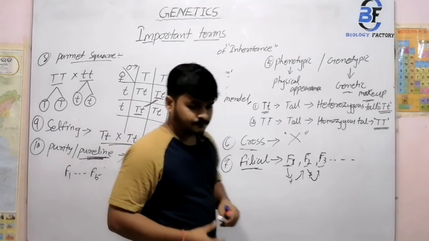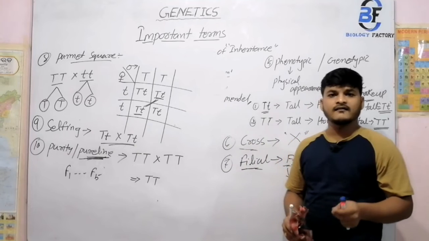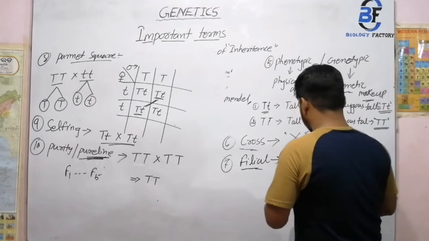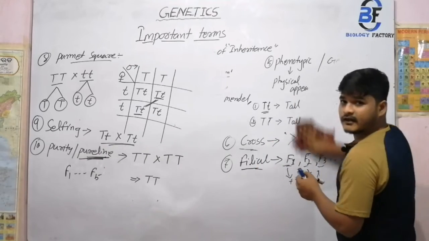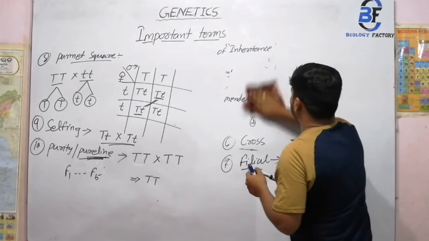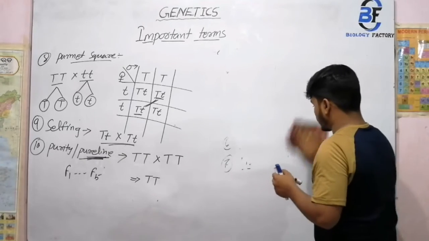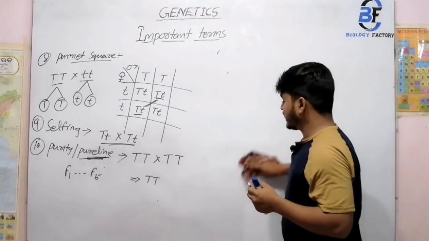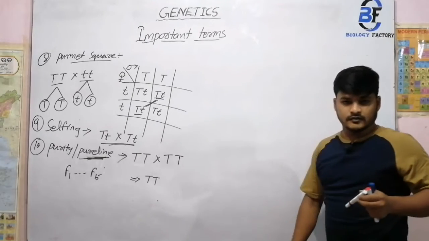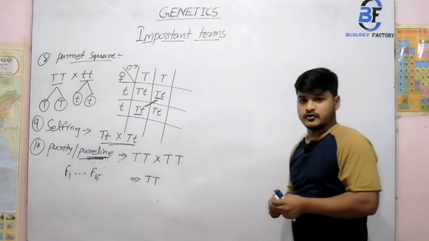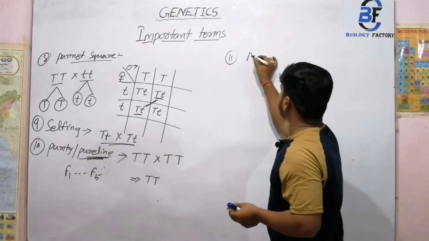Next, the cross. In cross, we have the monohybrid cross, the dihybrid cross, and the trihybrid cross. We just shortly discuss what a monohybrid, dihybrid and trihybrid cross is, and a couple of classes later we will discuss briefly the monohybrid and dihybrid crosses and some of the laws of dihybrid or monohybrid cross, since Mendel gave a number of laws. So let us discuss point number 11, the monohybrid cross.